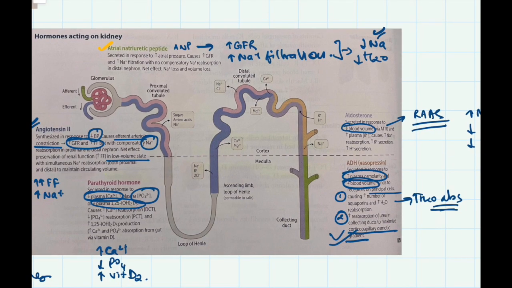Also, one more thing to remember is the osmolarity of urine: it is isotonic in the PCT, hypertonic in the loop of Henle. That is why it is also called the concentrating segment. Then hypotonic in the DCT, and again hypertonic in the collecting duct.